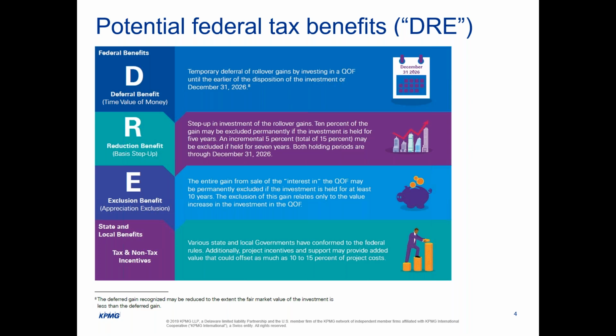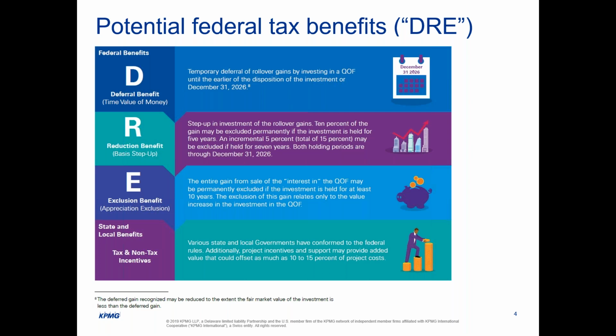Secondly, the other benefit here is that many states have conformed to the same federal benefits that we've just talked about. So here, if you're in New York State, you will get all of the same federal benefits at the state level. One of the states that doesn't conform, if you're on the West Coast, is California, which currently is not a state that conforms.